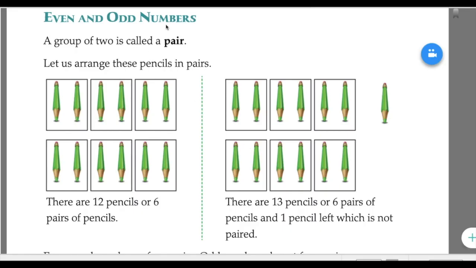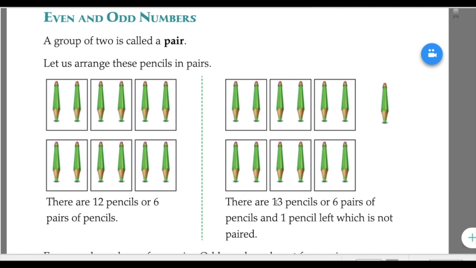Even and odd numbers. A group of 2 is called a pair. Let us arrange these pencils in pairs. There are 12 pencils or 6 pairs of pencils. So there are totally 12 pencils and if you make them pairs, it becomes 6 pairs, that is 6 sets of pencils. 1, 2 as 1, another 1, 2 as 2, another set is 3, 4, 5 and 6. We have 6 pairs of pencils.